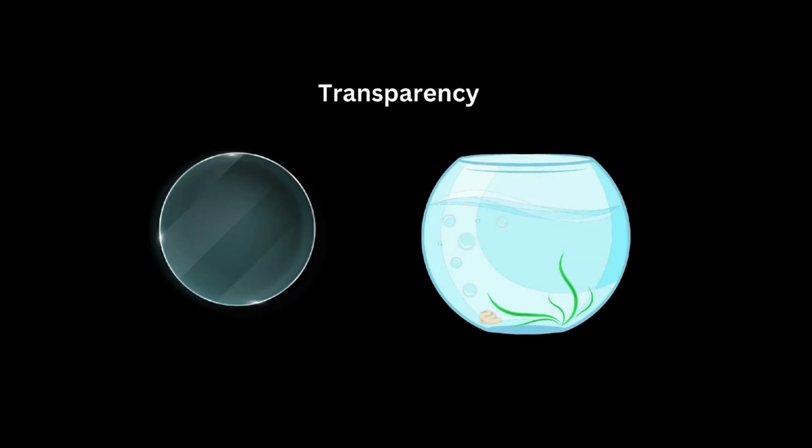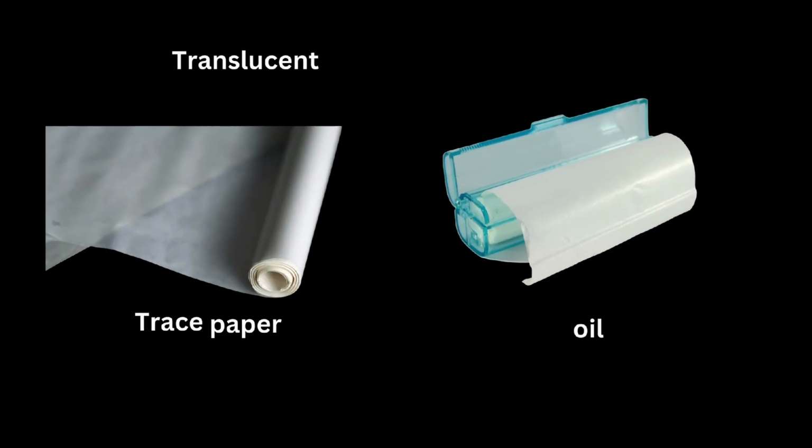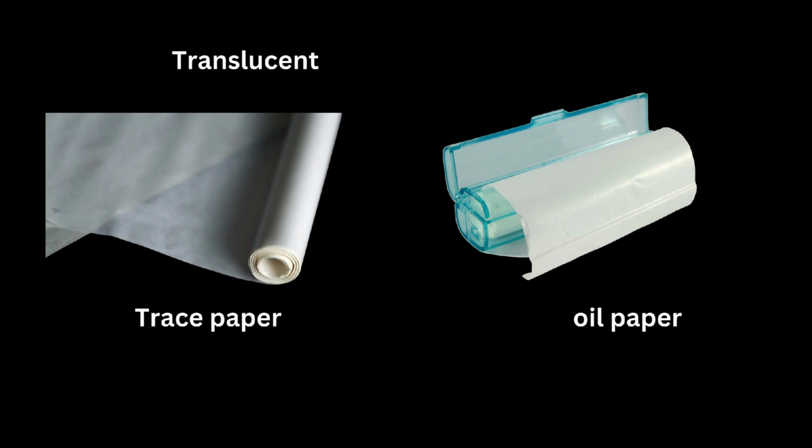Next one is transparency. Some materials allow us to look through them. Those are transparent materials. Examples are glass, water. Some materials do not allow us to look through them. Those are opaque materials. Examples are wood, mud, sand. Some materials allow us to look through them only partially. They are called translucent materials. Examples are trace paper, oily paper.